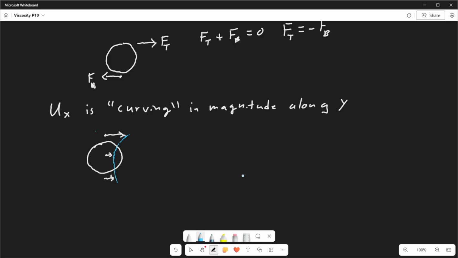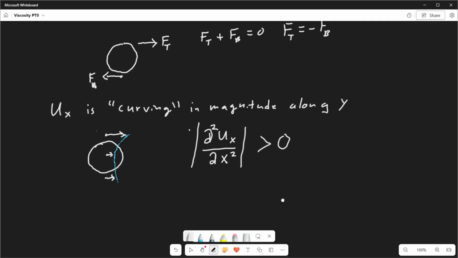So what happens here is it actually does have a real viscous force. So for this d²ux/dy², the magnitude is going to be greater than 0. So there is actually a force of viscosity here.